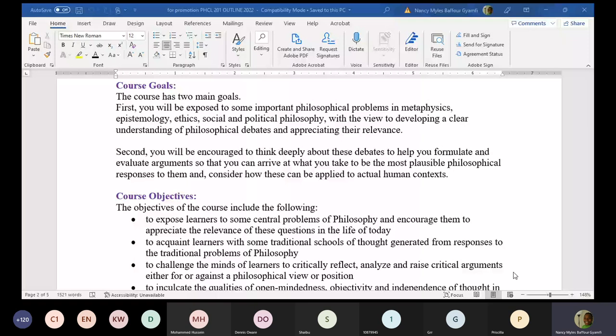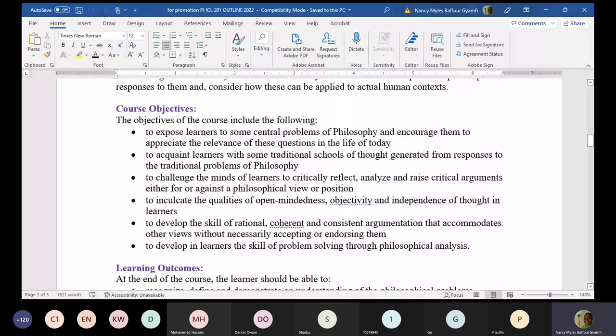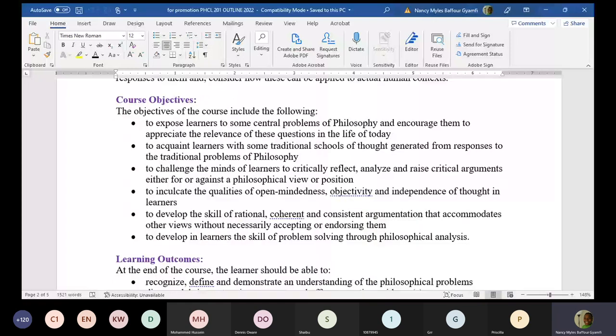So the objectives are clear. You have the ability to appreciate the relevance of these questions in everyday life. You must know the questions themselves and appreciate their relevance. We want you to know the traditional schools of thought. Traditional means what has been concretized in philosophy. Some are new areas, but some are entrenched views that if you say you did problems of philosophy or undergrad philosophy, you must know them.